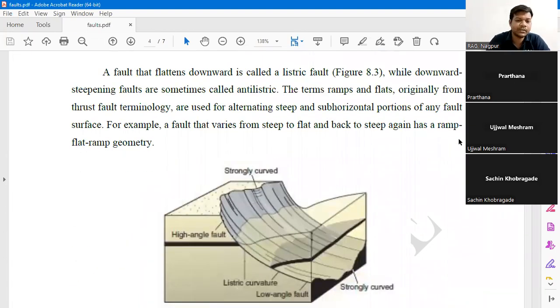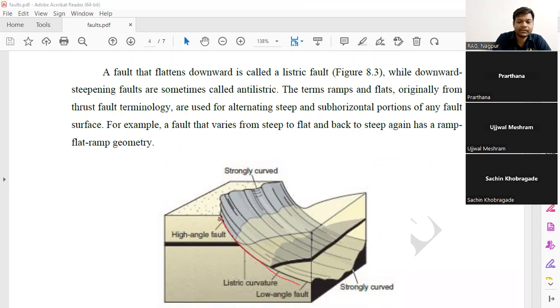for defining the faults. Now sometimes there is a fault which has a curved fault plane. These kinds of faults are called listric faults. It has a curved fault plane.